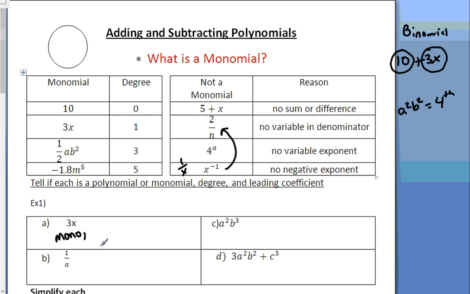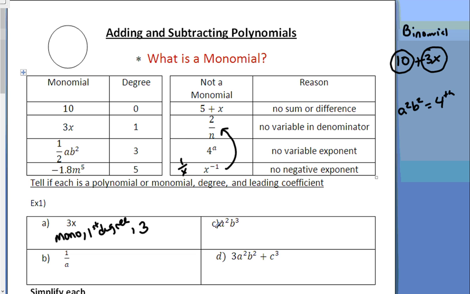Okay, the degree. Remember what I taught you a few minutes ago about degree. What you do is you look at all the non-numbered variables. So look at just the x. What power is the x to? It's to the 1, so it's a first degree equation. And then the third thing is, what's the leading coefficient? The leading coefficient is the first number, which would make it 3. Got it? All right, let's try another one.